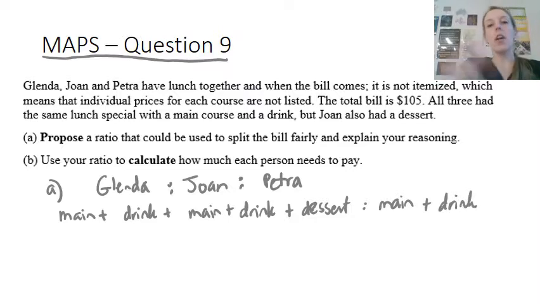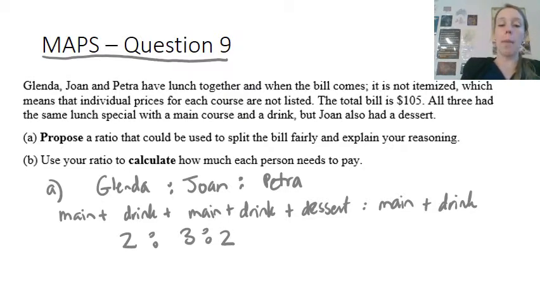Okay, so now I've got what each of them have had, and I'm just going to put a number on that. So Glenda had 2 things, a main and a drink, so that's 2. Joan had 3 things, a main, a drink, and a dessert. And Petra had 2, a main and a drink. So that would be my ratio. So then the question asks for an explanation as well. So it's not enough just to give a ratio, you have to explain your reasoning. And you need to say why you think this is a fair ratio.